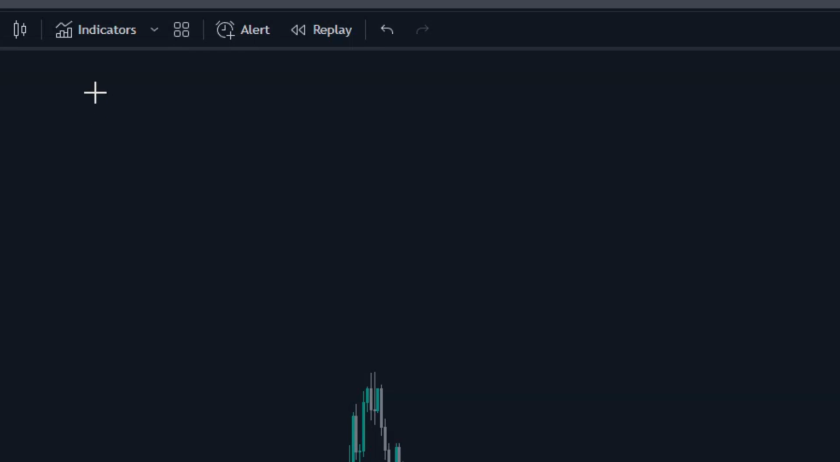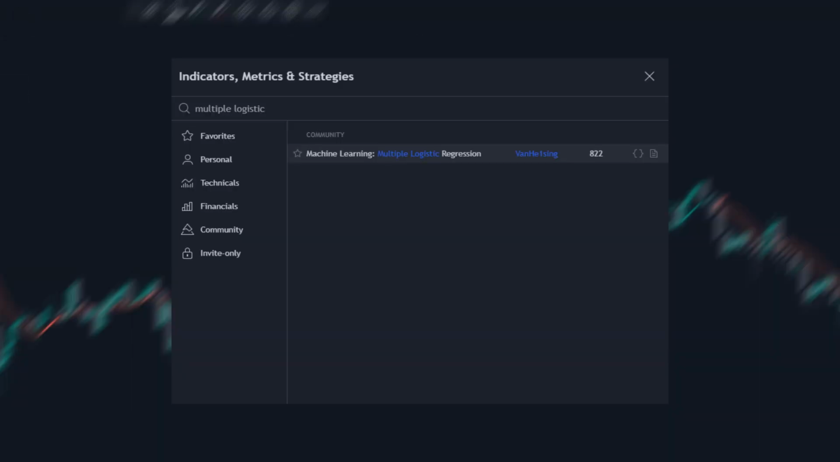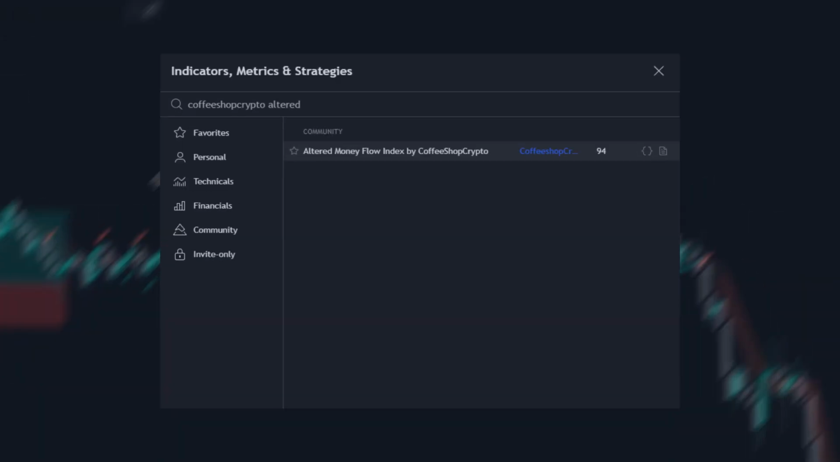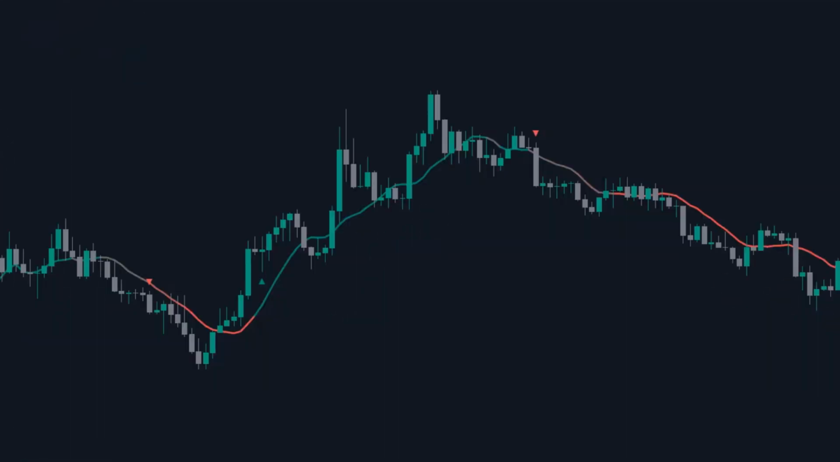First things first, fire up your TradingView and head over to the Indicators tab. We are on the lookout for two key indicators: machine learning multiple logistic regression and altered money flow index. Here are the settings. Machine learning multiple logistic regression.